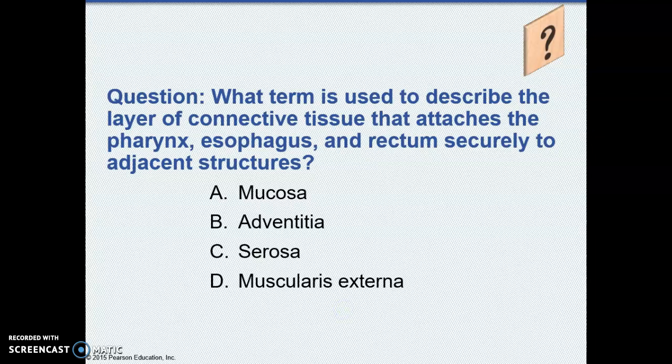What term is used to describe the layer of connective tissue that attaches the pharynx, esophagus, and rectum securely to adjacent structures? Adventitia.